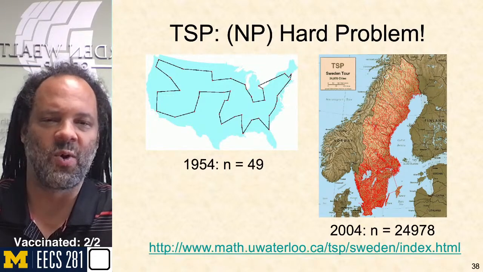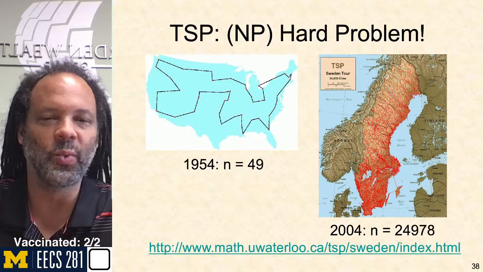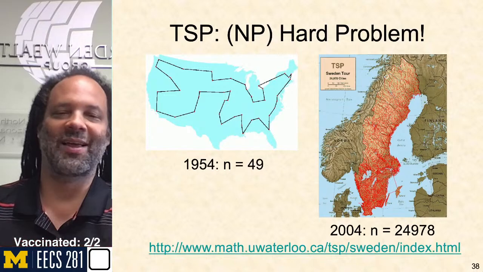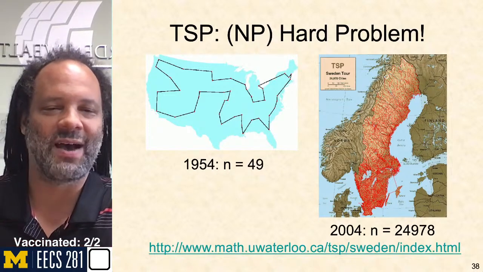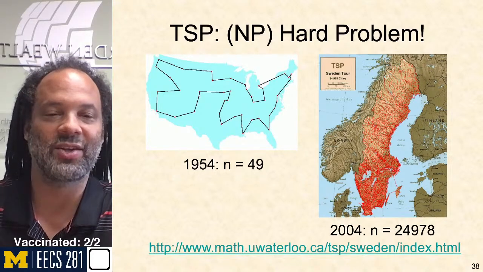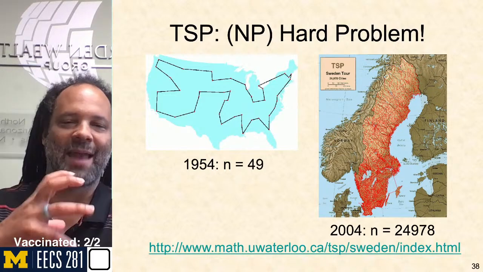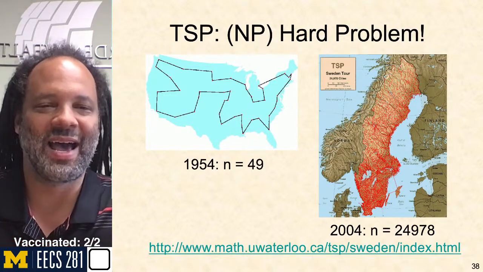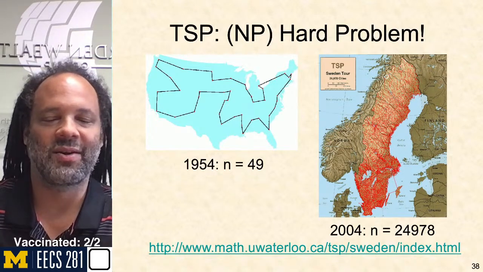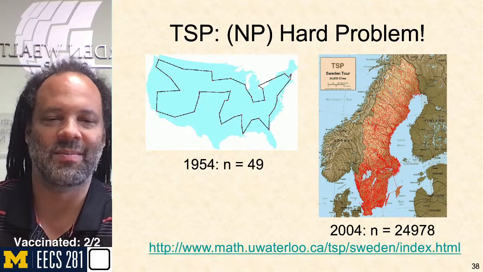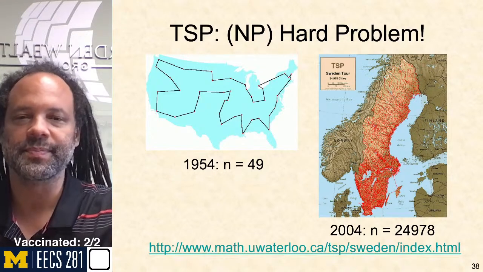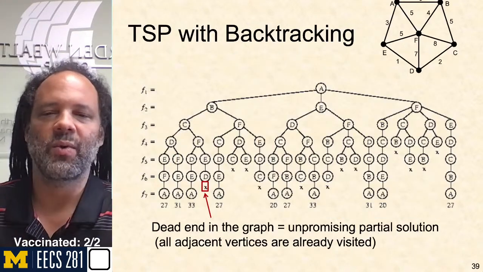Then in 2004, we've got this tour of Sweden that I think gets you to everything that might be city-like or town-like in Sweden, all 24,978 of them, and it's optimal. You can't get to all of those locations any shorter than that red collection of lines and vertices over there. So that's kind of the state of the art. If you go look at that site, you can see some solved 80,000 point instances. They're pretty impressive. But let's look at TSP with backtracking.